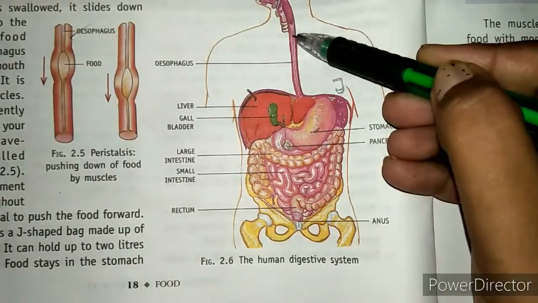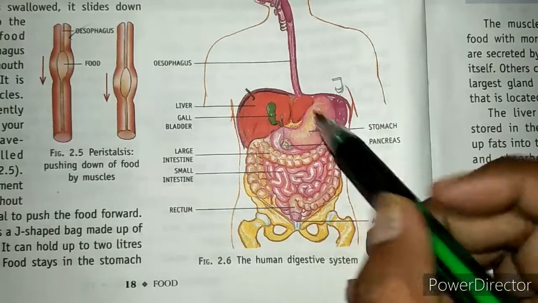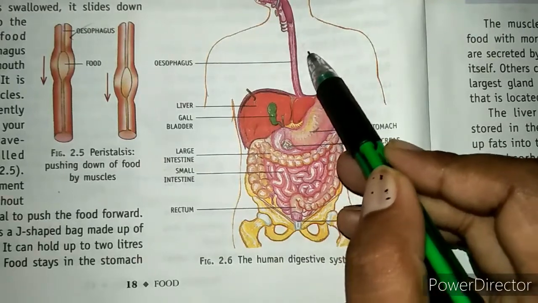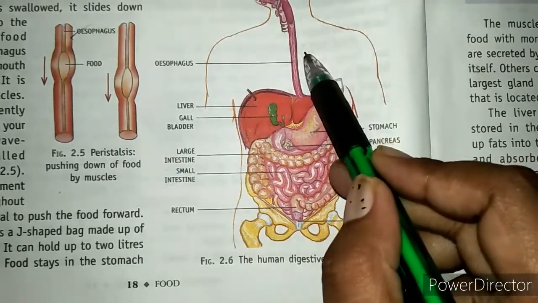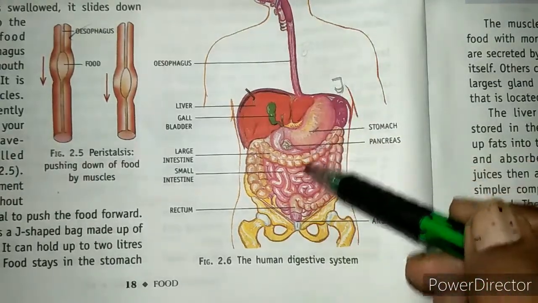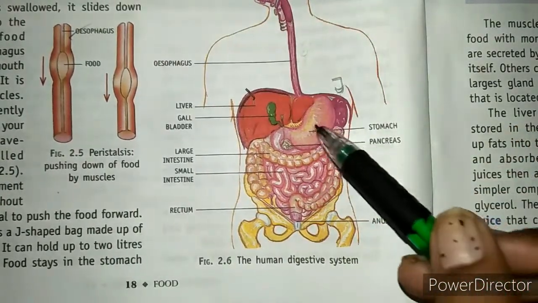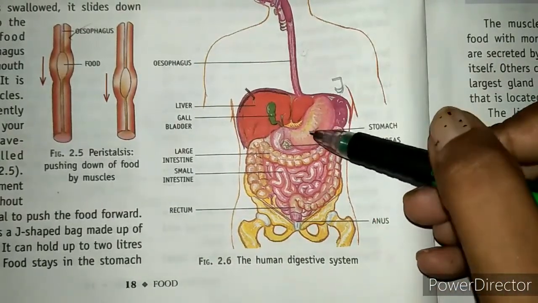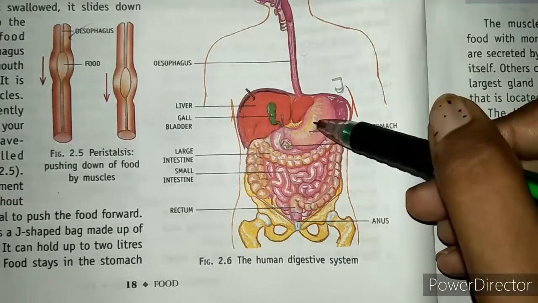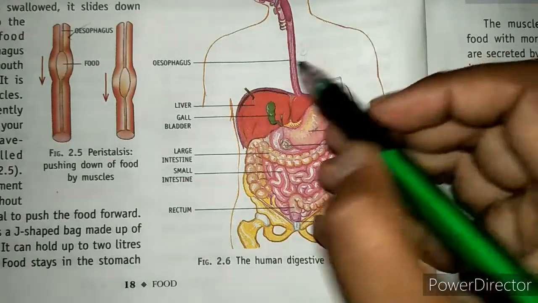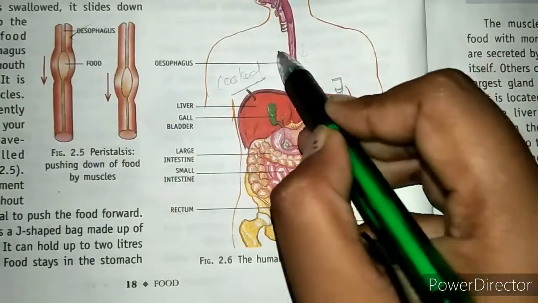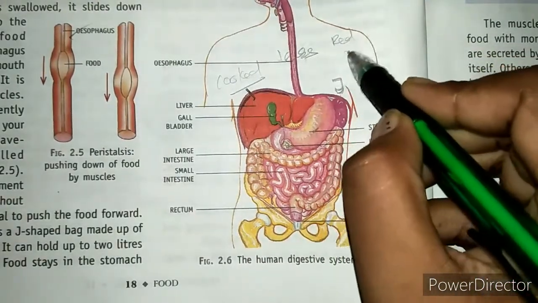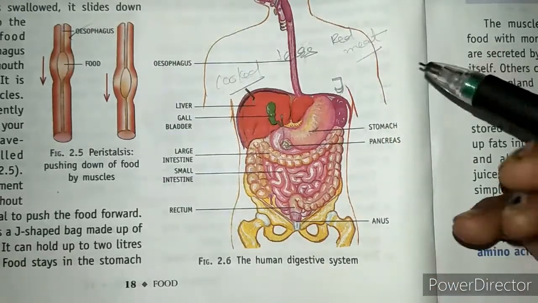So from here the food enters the stomach from the esophagus, and by the action of peristalsis this process occurs in all the organs. Then the food enters the stomach, and it stays for a few minutes to a few hours, depending on the different food that we take. For example, if the food is cooked, it takes less time for digestion, and if there is red meat, it takes a lot of time to digest.